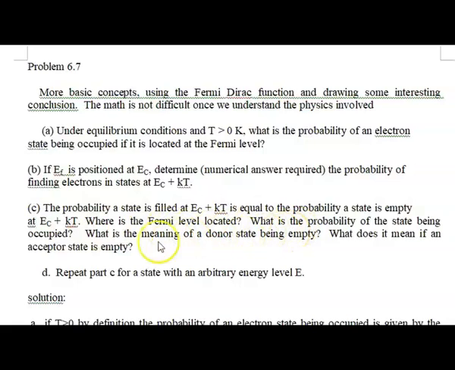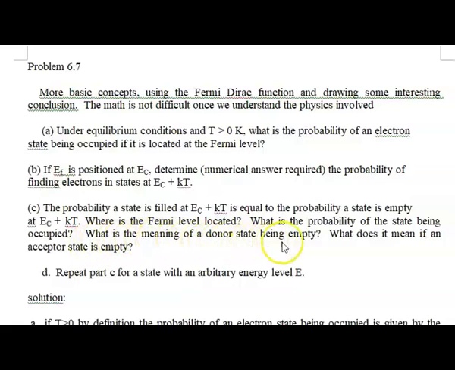What is the probability of a state being occupied? Well, again, it's not stated perhaps quite as well as I should have stated it, but since we're dealing with the conduction band, we would assume the probability of a state being occupied. This is for a donor. Now we can make it general. The probability of a state being occupied is given by the Fermi function, period. If it's a donor state, the probability of a donor state being occupied means that that donor has not given up its electron. It has not been ionized.